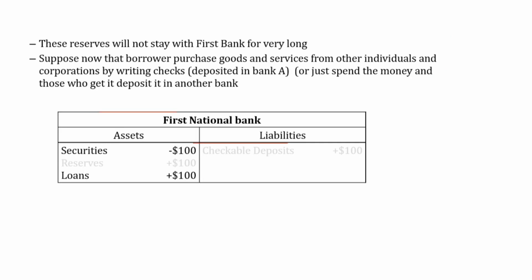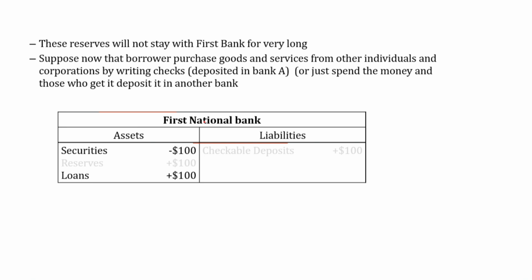When we translate this, what you can see is that this reserve will not stay with the first bank for very long. Suppose now that the borrower purchases goods and services from other individuals and corporations by writing checks deposited in another bank, or just spends the money, and those who get it deposit it with another bank. You can take bank A or bank B. Then how does the balance sheet of the first bank, the First National Bank which we discussed just now, change?